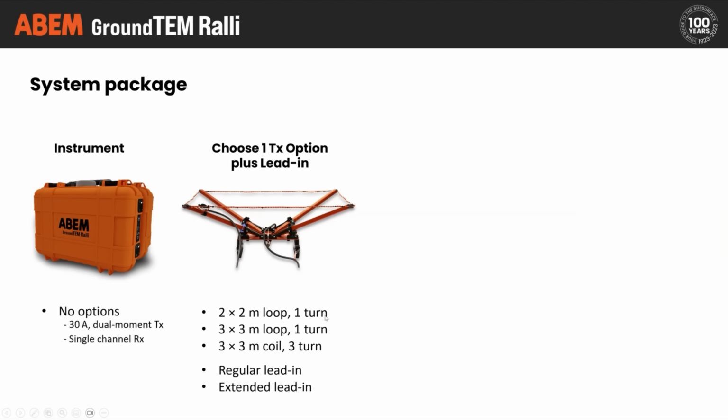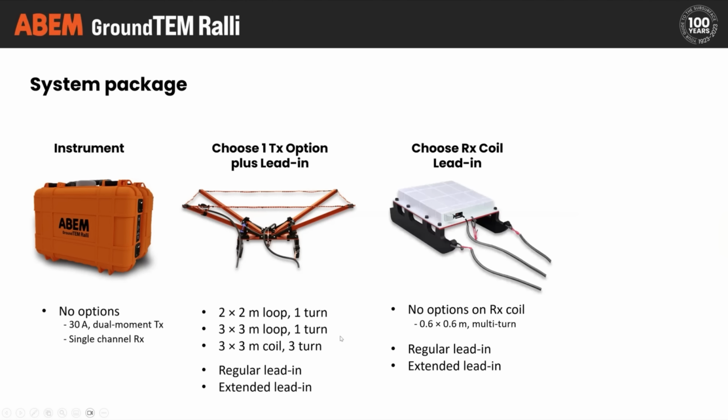And basically going from bottom to top in this list is increasing the depth that you're able to penetrate with that transient. We then also have a choice of whether you're using regular or extended leading cables, and we'll come back to talking about those when we look at the tow vehicle that we would be using for this system. With the receiver coil, it's a simple choice again because there's only one choice of receiver, and you should pair the lead-in with whatever choice you made for the transmitter. So if you've gone for a regular lead-in on that, then you use a regular lead-in on the receiver, and vice versa for the extended.